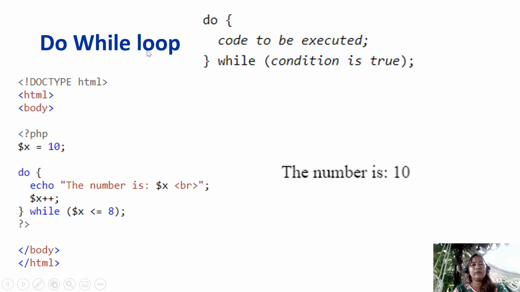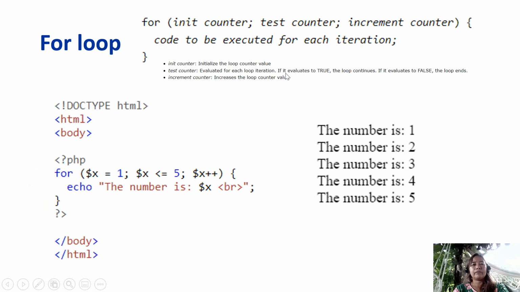So again, in a do-while statement, you first perform and then you check the condition. In a while statement, you check the condition first and then you perform. Now, your for statement is also something that is familiar to you, and just like other programming languages, you have 3 parameters in your for statement.